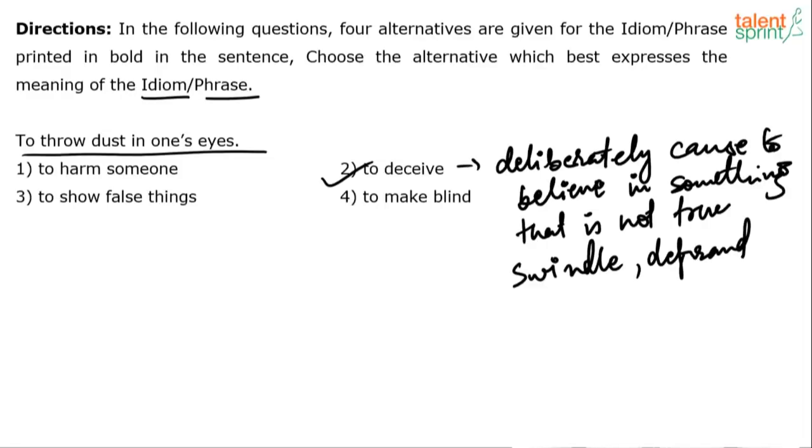Okay, to show false things. To show false things means taking someone and showing them something that is not true. That is not what deceiving is. Deceiving is making someone believe something that is not actually there. So it is not just about seeing, it is about anything. It does not just deal with the eyes. So it will not be option number 3 because it just talks about eyes. On the other hand, deceiving is not just related to the eyes. Okay.